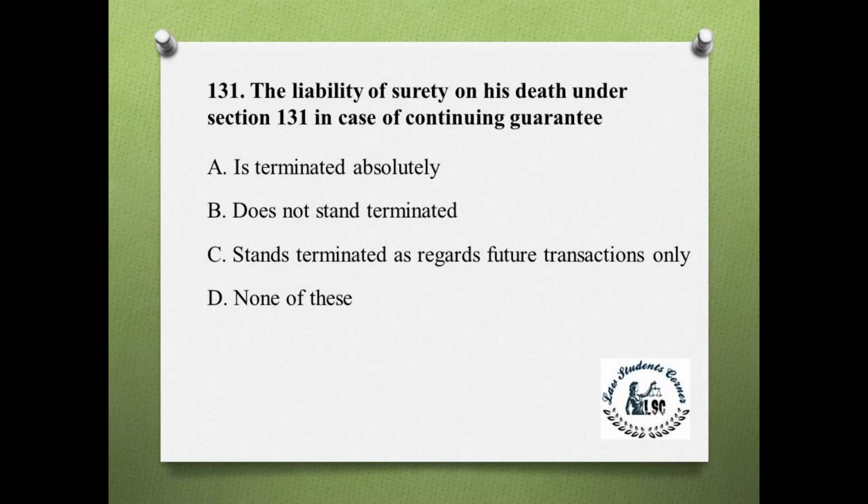Question number 131. The liability of surety on his death under section 131 in case of continuous guarantee: option A, is terminated absolutely; option B, does not stand terminated; option C, stands terminated as regards future transactions only; option D, none of these. Correct answer is option C, stands terminated as regards future transactions only.